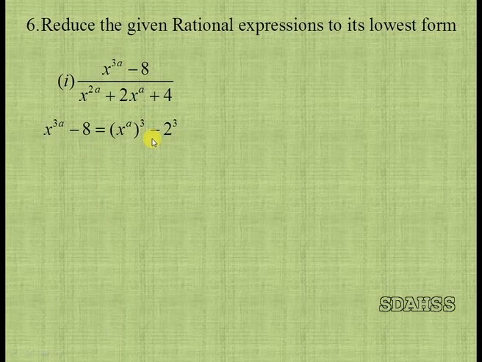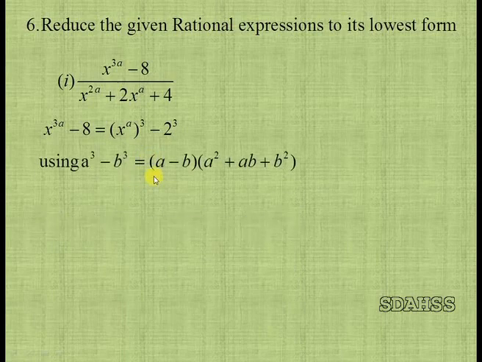Now this is in the form of a cube minus b cube. a cube minus b cube is a minus b into a square plus ab plus b square.